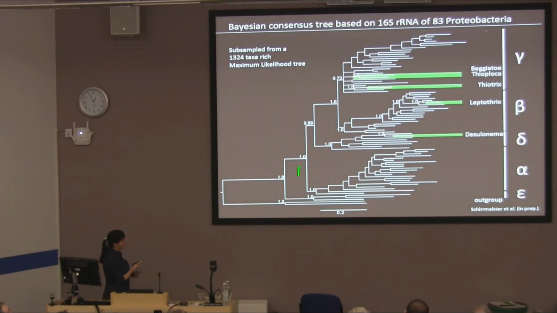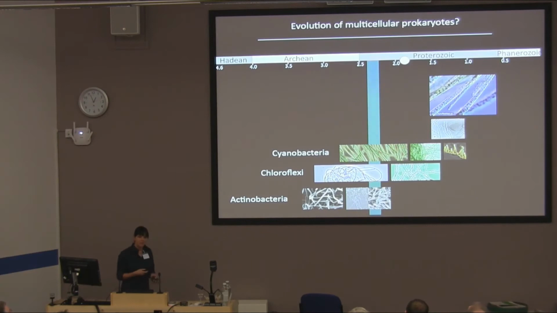This is just a more detailed tree of the Proteobacteria, and again we see here Beggiatoa, Thioploca, Thiothrix, and also Leptothrix seem to be recent transitions to multicellularity. Those green bars display multicellular taxa. If we summarize this, it would mean that in Proteobacteria and Bacteroidetes they seem to be recent transitions, whereas Cyanobacteria, Chloroflexi, and Actinobacteria seem to have had a multicellular character set for much longer in Earth history. So fossils we find from the Precambrian, early Archean and early Proterozoic, are more likely to belong to any of those groups among the living taxa.